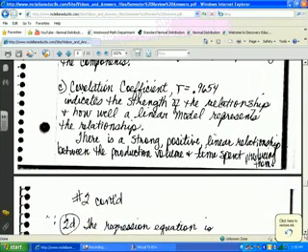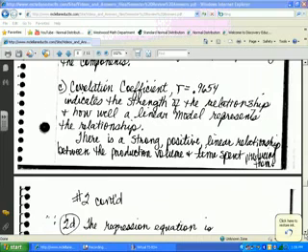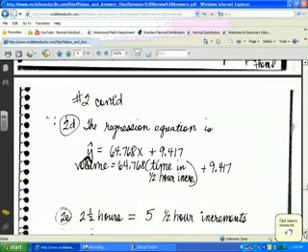Okay. C, correlation coefficient R, indicates the strength of the relationship and how well a linear model represents it. And don't forget you have to turn your diagnostics on to get that. So, there's a strong positive linear relationship between the production because that correlation coefficient was pretty close to 1. If it's pretty close to -1, it'd be a strong negative correlation.